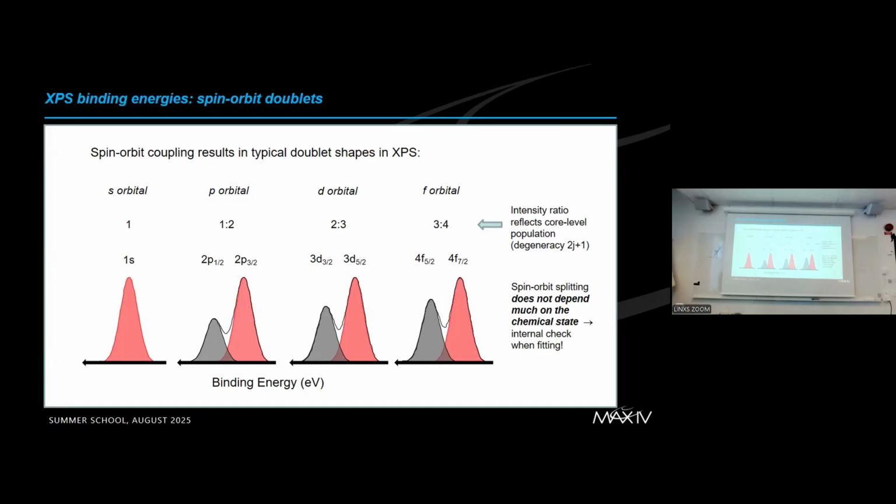Now you understand that this is not a chemical shift. This is a totally different thing. So this is the spin orbit splitting, the atomic property of a system. It has nothing to do with the bonding.